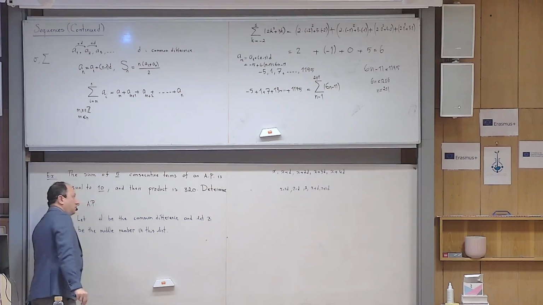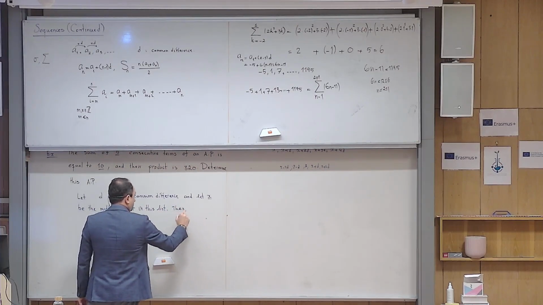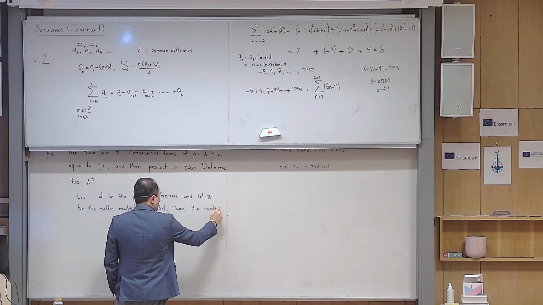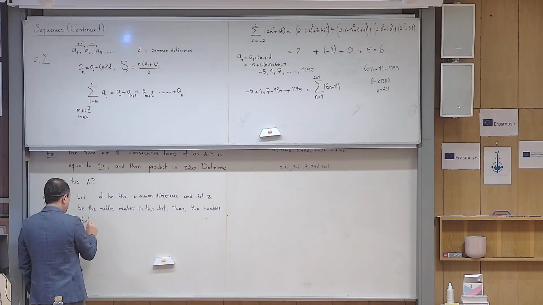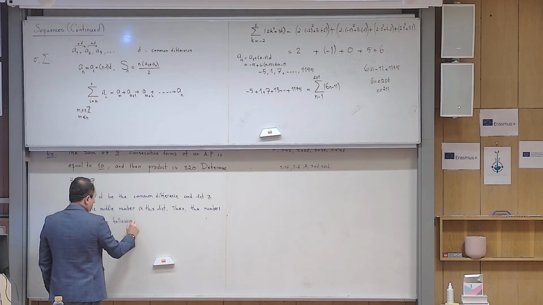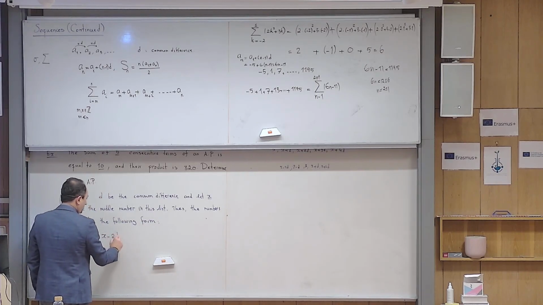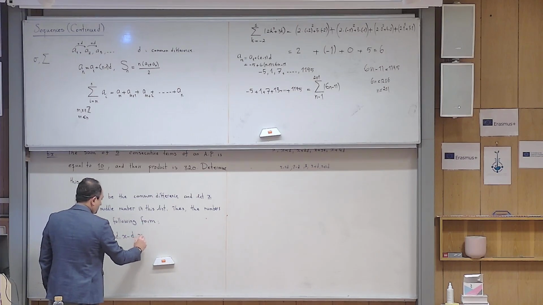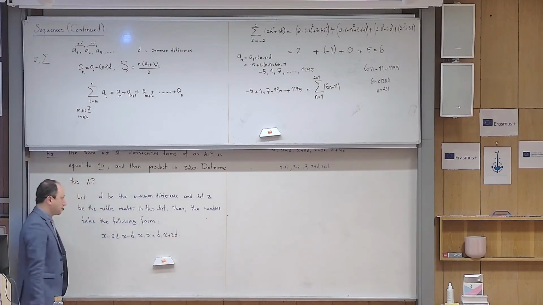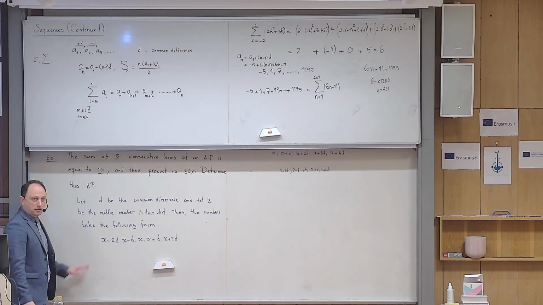So I would say that, okay, then the numbers take the following form. X minus 2D, X minus D, X, X plus D, and X plus 2D. Okay? Is that understandable so far?